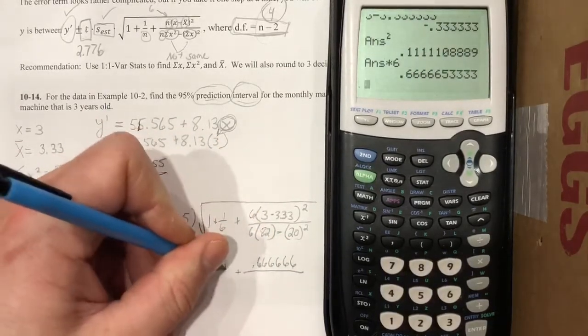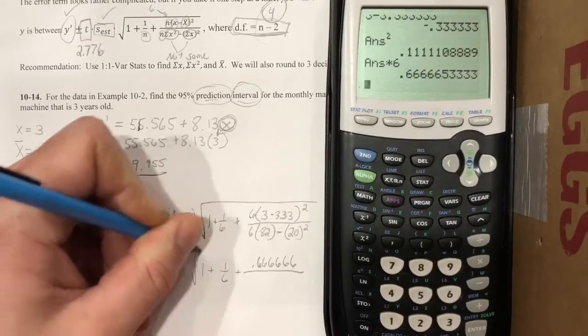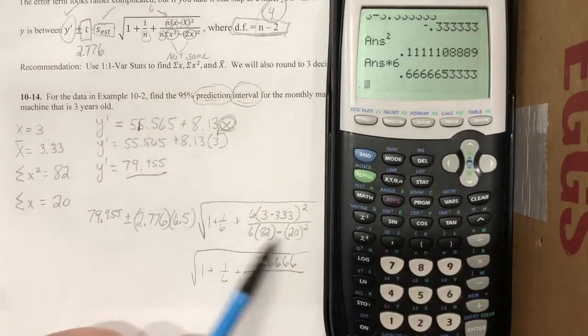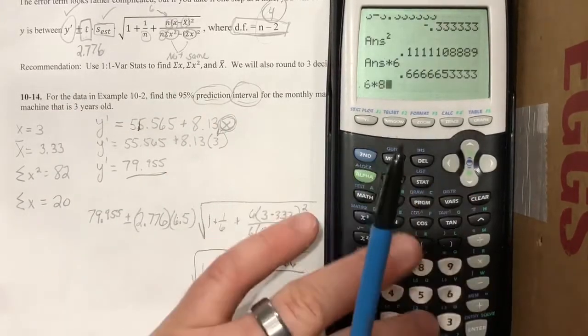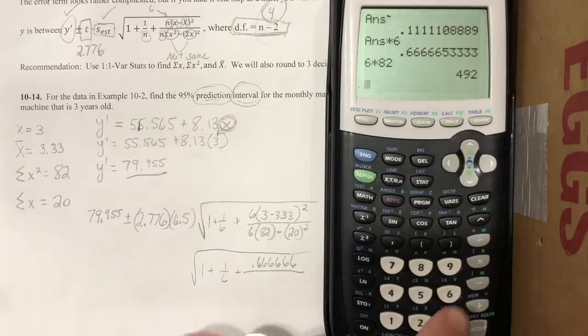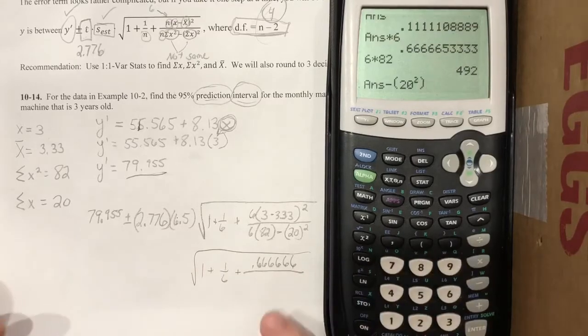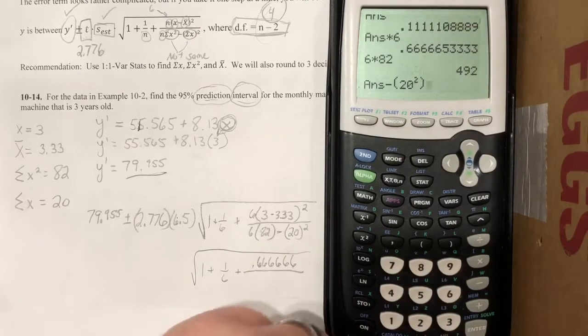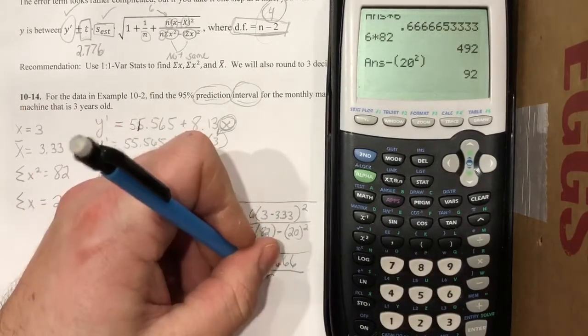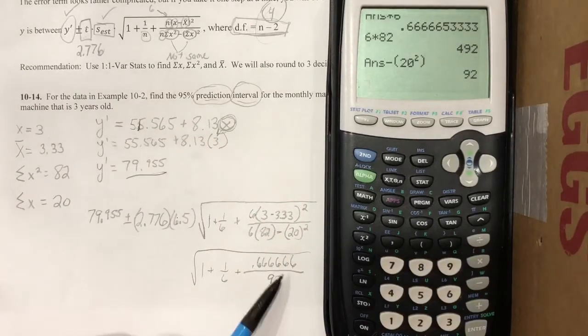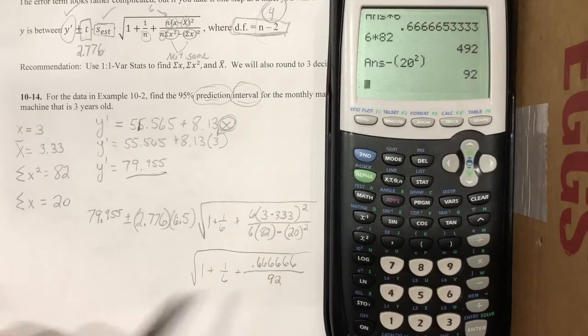Now the denominator. You'll still have the plus 1/6, you'll have the plus 1, and it's still all in a square root. The denominator here, you can do 6 times 82, and then subtract 20 squared from it. Make sure you put this part in parentheses. You now get 92 as a denominator. What you're going to do is take this fraction, add the 1/6, and add the 1. Then you'll have the figure that goes in the square root.